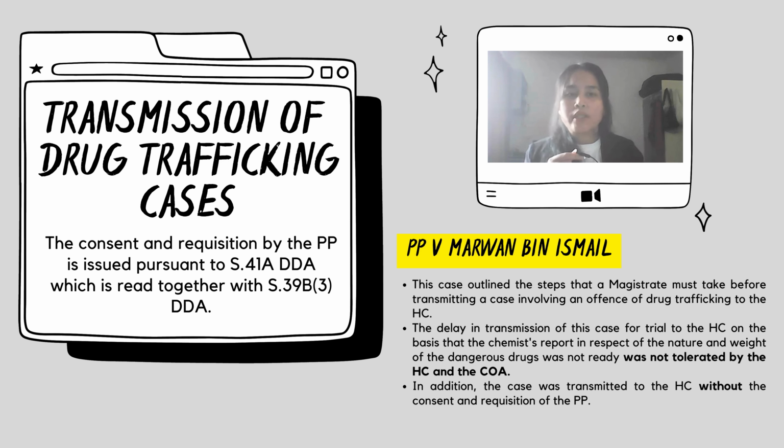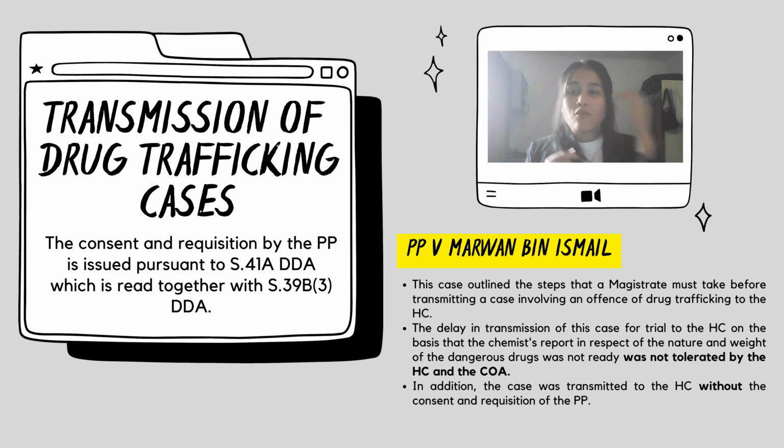This is in accordance with Section 3 of the CPC, which is the Generalia Specialibus Non Derogant concept. Section 39B, subsection 3 of the DDA contains the permission to prosecute for a crime under Section 39B, which is drug trafficking. In accordance with Section 41A of the DDA, the public prosecutor is requesting and requiring the High Court to try the drug trafficking offense.